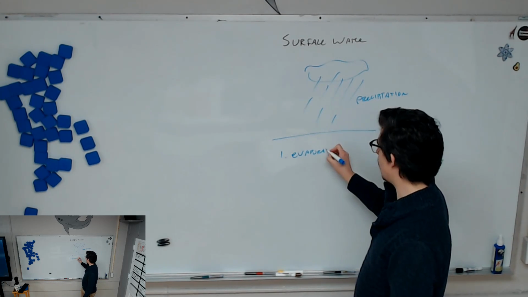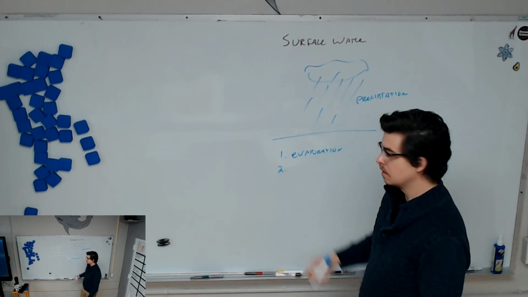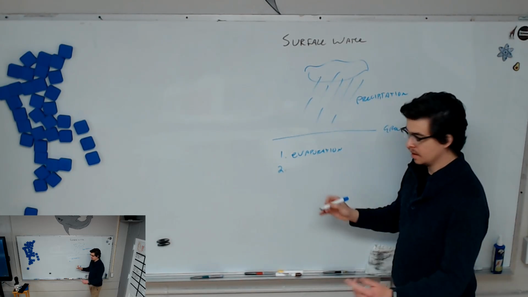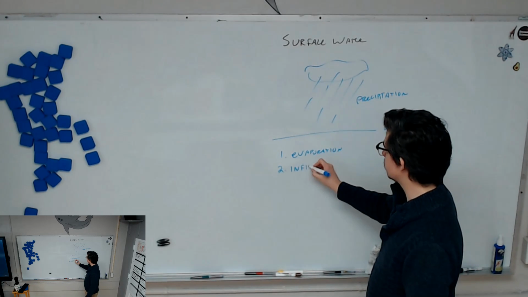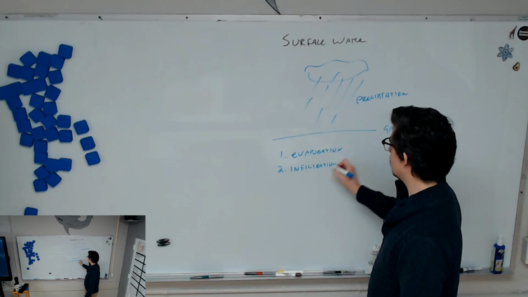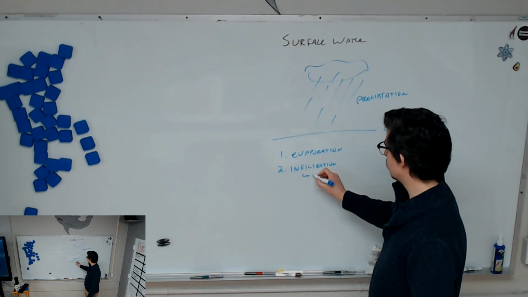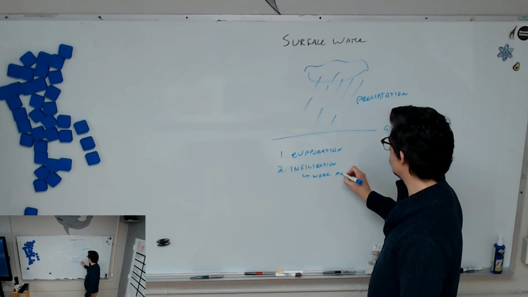Evaporation. And we're not going to talk about that because we know what evaporation is. What's another thing it could do? That's exactly right. That's called infiltration. And so we are going to define that. Infiltration is where the water moves. Soaks in.